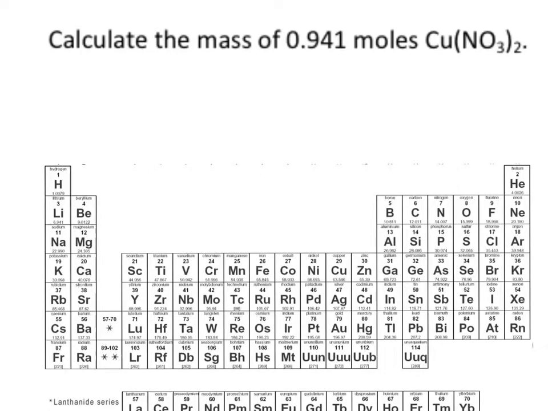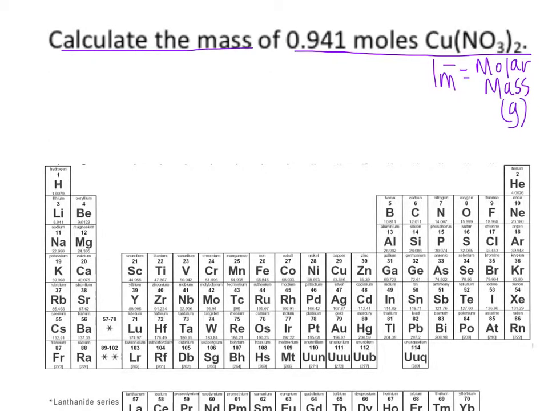Now, this question is a mass to mole problem. So the question says calculate the mass, and we are given 0.941 moles of copper nitrate. So that means we are going to use the conversion 1 mole is equal to the molar mass in grams.